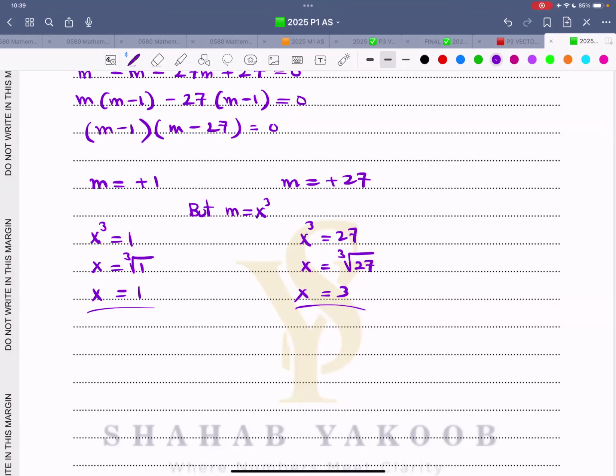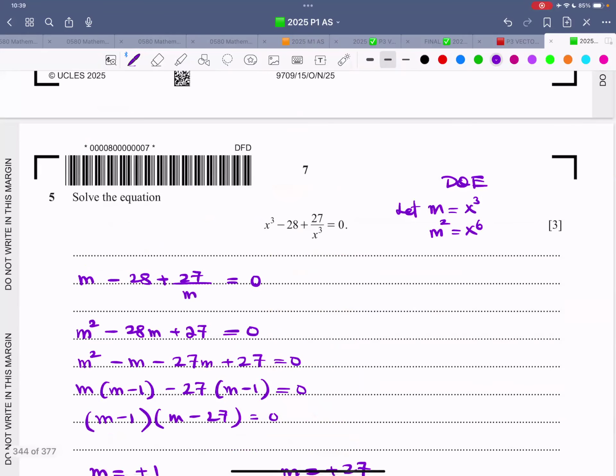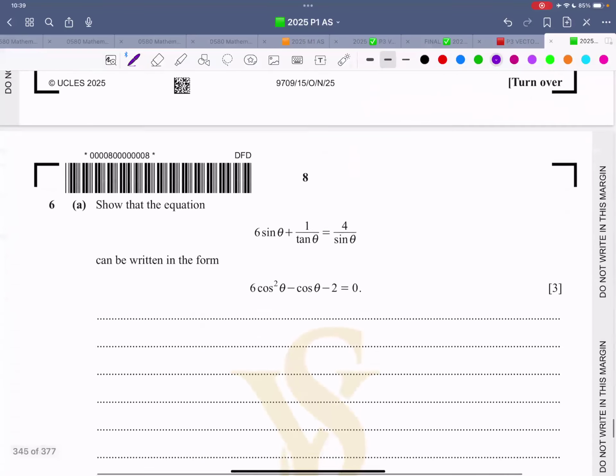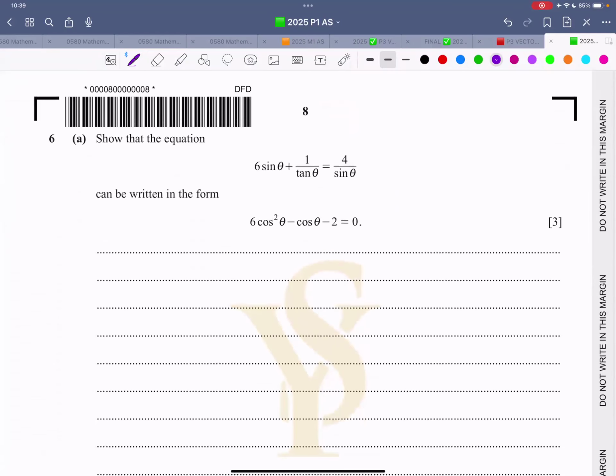Okay, people. Now this thing is all good, all clear. This is question number 5. Let's move on to question number 6. What is it about? Of course, it's about trigonometry. No rocket science over here.